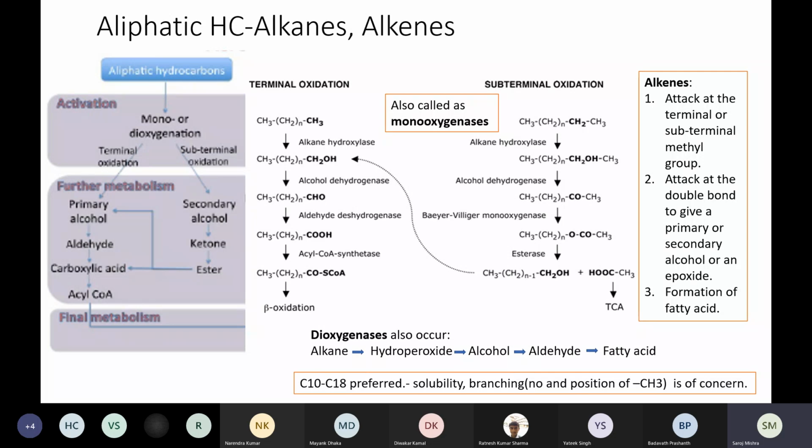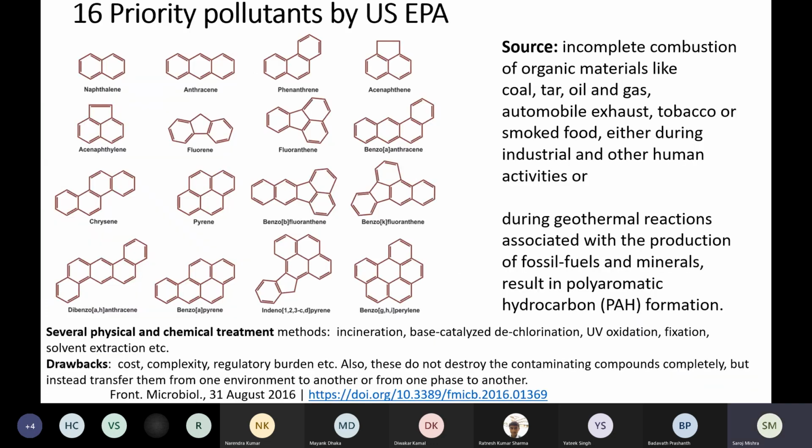Okay, so is this point clear to everybody? Have you been able to understand? So please pay attention to it. It's not very difficult to understand. It's a very simple series of reactions. So is that okay? Is that understood?